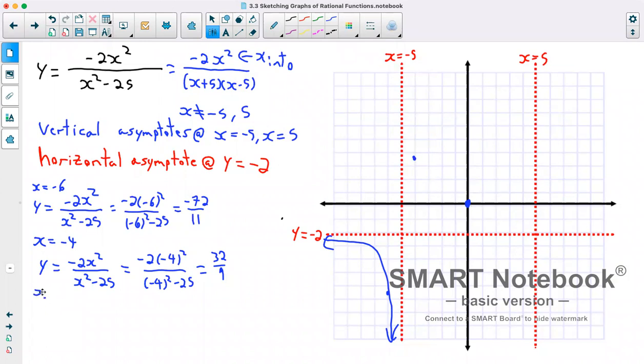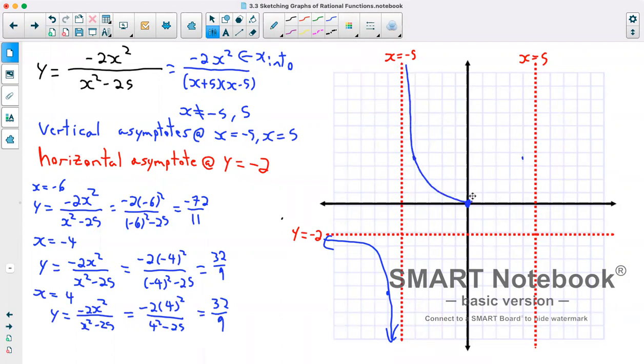So we'll do x is equal to +4. So we'll substitute in our 4. And that also gives us 32 over 9. So that will be about here. So in this center section, it's going to be coming down that asymptote, curve towards this point here, and then back up through this one. And then we'll figure out this last section.